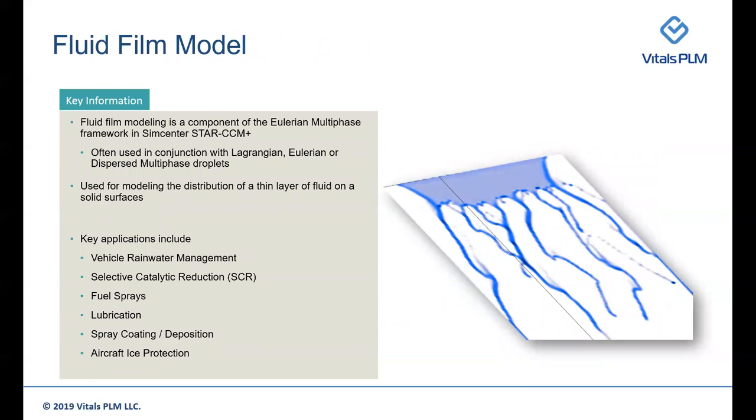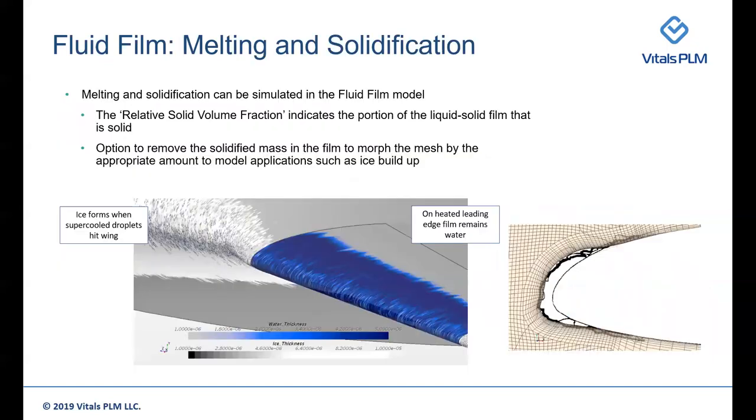And the next model is the fluid film model. The fluid film model is a component of the Eulerian multiphase framework used for modeling the distribution of a thin layer of fluid on solid surfaces. Key applications include vehicle rainwater management, selective catalytic reduction, shortly called SCR, fuel sprays, lubrication, spray coating and deposition, and aircraft ice protection or ice accretion.